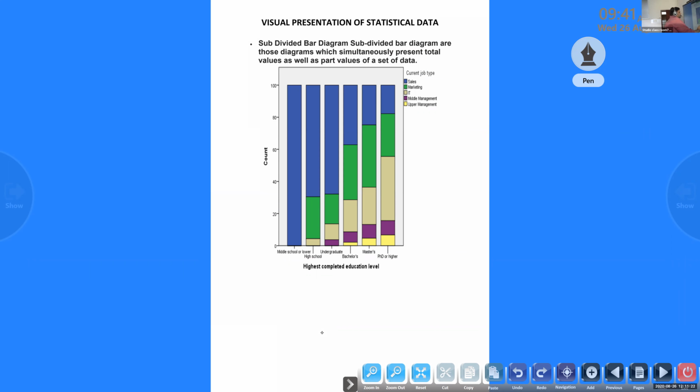Coming to the people who completed a PhD or higher education, we look at their job level, like upper management and middle management. Out of 100, how many are in upper management? How many are in lower management? How many are in the IT department? How many are in marketing? And how many are in sales? Like that, we can understand the division within the set. So that's the importance of the subdivided bar diagram.